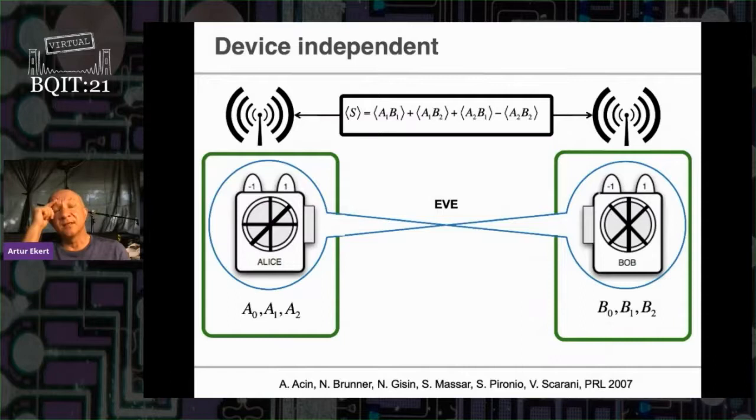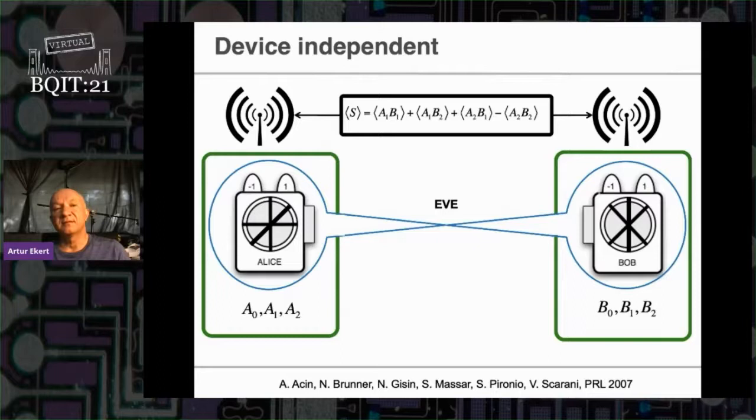And I wish I could say that I figured this out, but I didn't. It's actually quite a good illustration of the fact that sometimes your ideas are more clever than you are, because it was Tony Yassin, Nicola Brunner, Nicolas Gisin, Serge Massar, Stefano Pironio, and Valerio Scarani who realized that you can use the fact that the CHSH test is rigid.